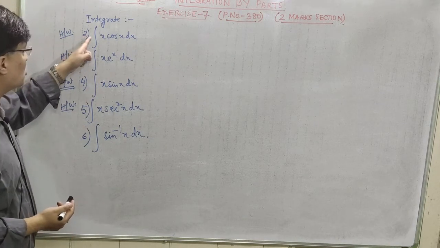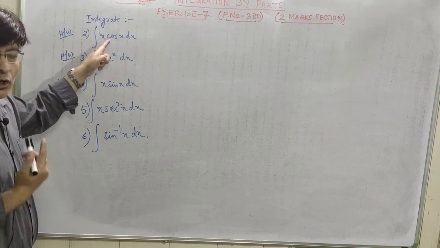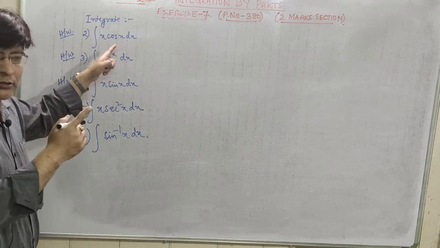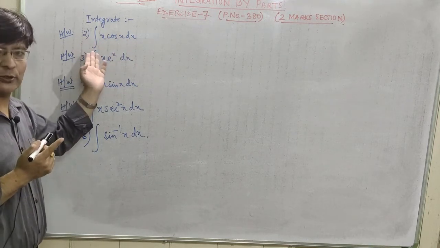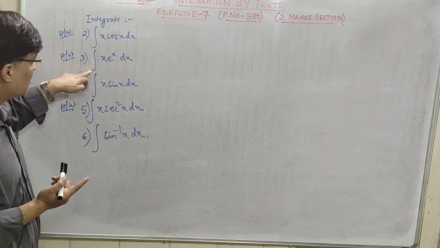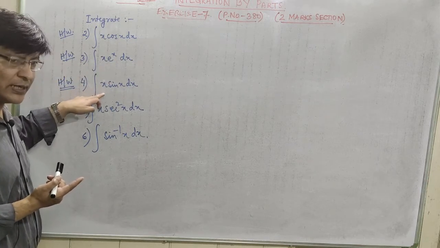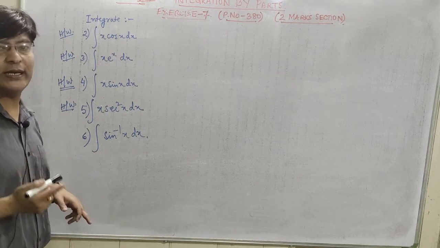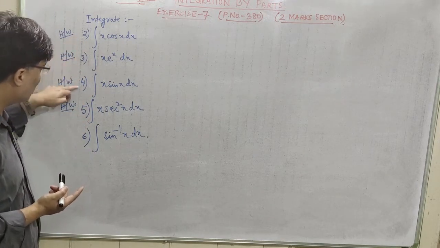Okay, question number 2, integral of sin x cos x dx. You can use integration by parts. You should know which is the first function and the second function. Use the word LIATE or ILATE to know which is the first function and which is the second function. Similarly, you can do number 3, integral of x e to the power x dx. Question number 4, integral of x sin x dx. And question number 5, integral of x sec square x dx. So all these are your homework. That is question number 2, 3, 4 and 5.